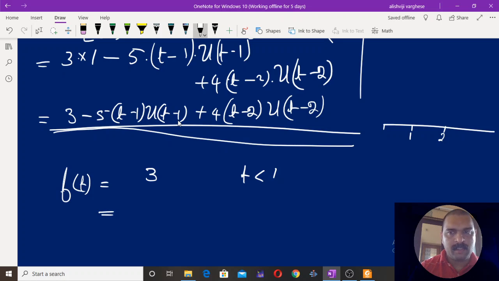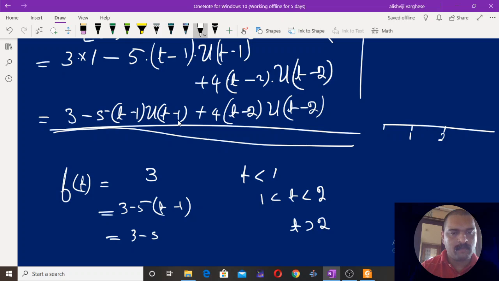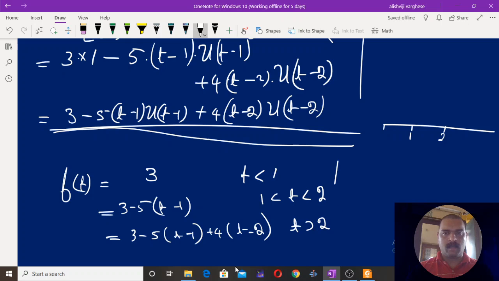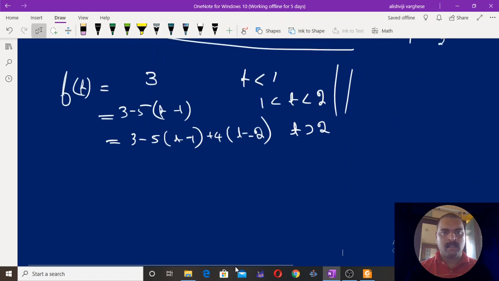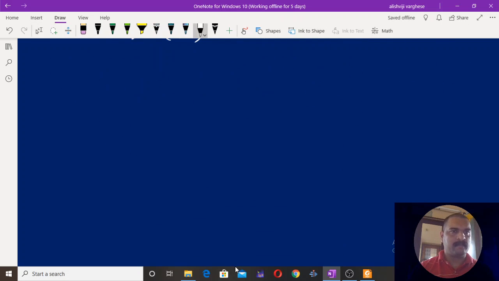And if t is in between 1 and 2, the value of the function is 3 minus 5 into (t minus 1). And if t is greater than 2, then we have 3 minus 5 times (t minus 1) plus 4 times (t minus 2). So this is how we express the function as a tabulated function.